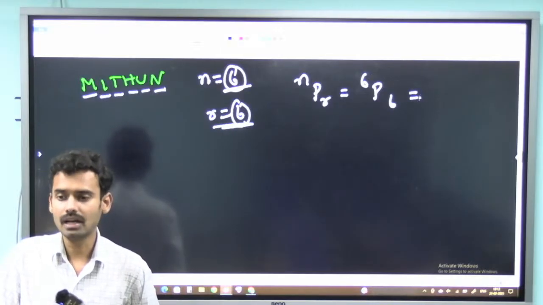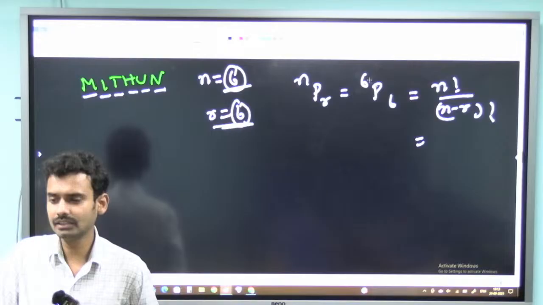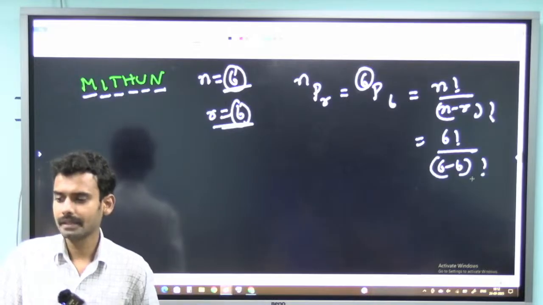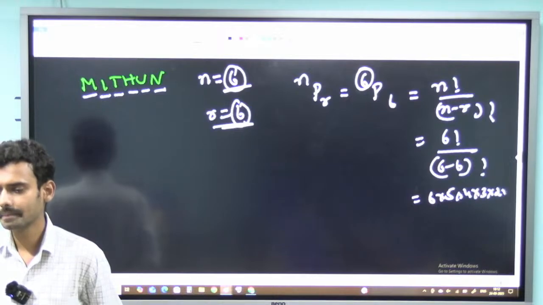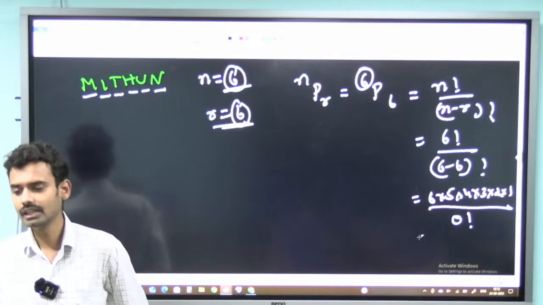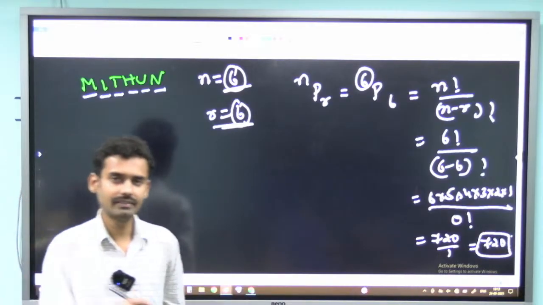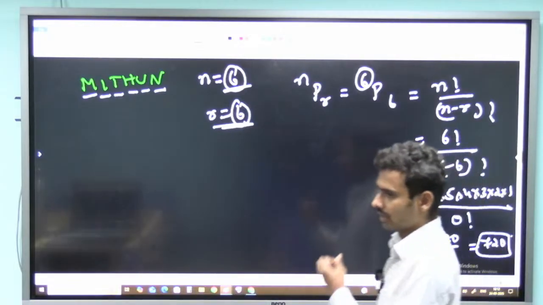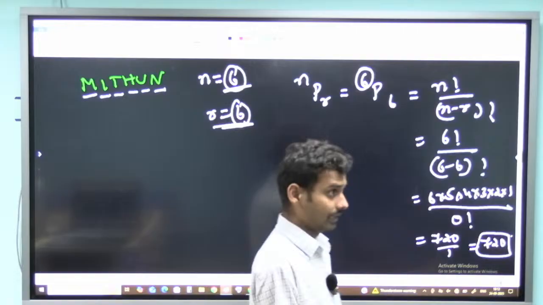Then what is the formula? Apply the formula. The formula is n factorial by n minus r factorial. In place of n, I am having 6. So this is 6 factorial divided by 6 minus 6 factorial. This can be written as 6 factorial, which is nothing but 6 into 5 into 4 into 3 into 2 into 1, divided by 6 minus 6, which is 0 factorial, and as we know the 0 factorial value is 1, so it will be 720 by 1, which is nothing but 720. The 6 factorial value is 720, so the answer for this question will be 720 directly. So in how many ways can I arrange the letters of the word Mithun? I can arrange the letters of the word Mithun in 720 ways.